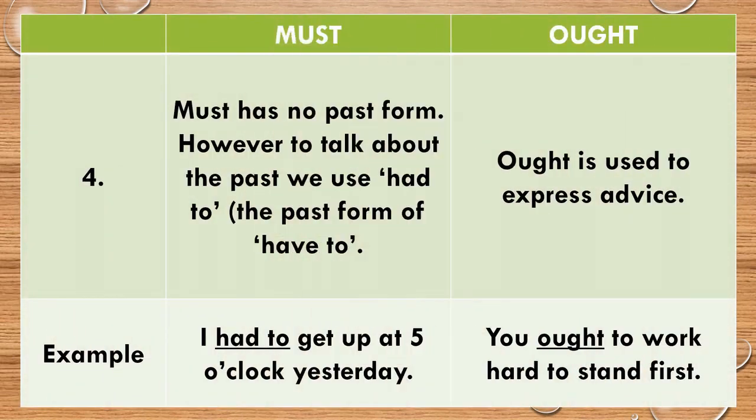Number 4. Must has no past form. However, to talk about the past, we use had to, the past form of have to. For example, I had to get up at 5 o'clock yesterday. So here, had to is used in place of must, while ought is used to express advice. For example, you ought to work hard to stand first.